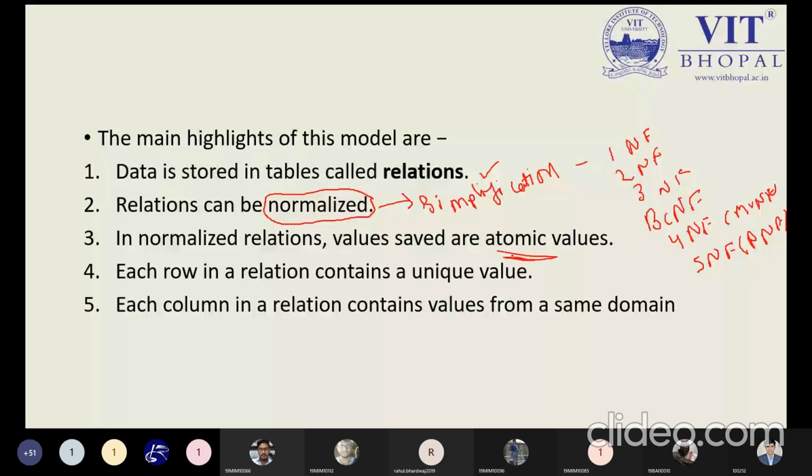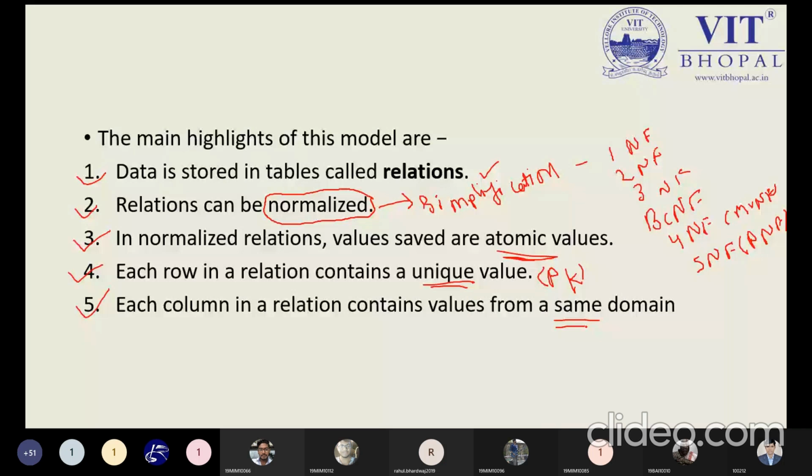This is the important part: each row in the relation contains a unique value by which we can represent it, using the PK, the primary key. Through the primary key we can represent any unique record or tuple in our relation. Each column in a relation contains values from the same domain. It is also possible to have repeated values like address. The address of many students could be the same, like Bhopal and Jhansi or any other city, so there is no issue about that. This is the main highlight of the model. Now I'm taking another example to explain, so you can see.